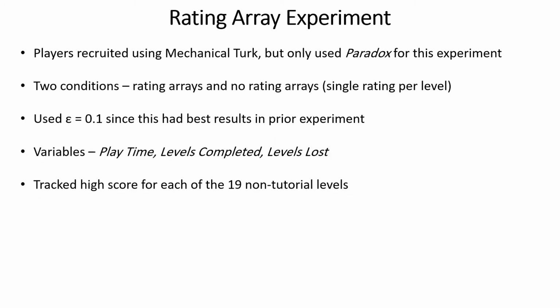Again, for this experiment, we recruited players using Mechanical Turk and randomly assigned them to one of two conditions, either using the rating arrays or not using them, that is, using a single rating per level. Note that for this experiment, we only used Paradox because it has levels with well-defined notions of partial completion, such as 10% completed or 60% completed, whereas that is harder to define for the Iowa James levels. Also, we used epsilon equals 0.1 for both conditions because that had the best results in the prior experiment. We looked at playtime, levels completed, and levels lost. Additionally, we also tracked the high score for each of the 19 non-tutorial levels in the game.